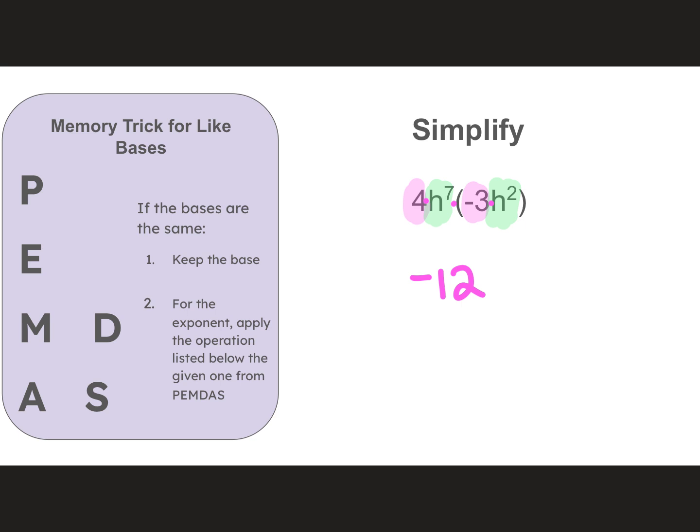So here's what I do. Since the bases are the same, I keep the base of h, and then for the exponent, I apply the operation listed below the given one. So what was given? Multiplication. What's below? Addition. So I add 7 plus 2 to get 9. So this is negative 12h to the 9th.